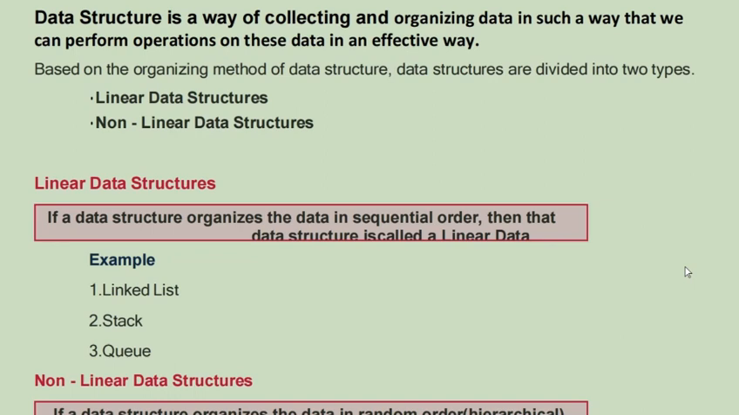Based on the organizing method, data structures are divided into two types. We already said that a data structure is a way of collecting and organizing the data. To organize the data, we also have some organizing methods. So how many types of organizing methods are there in data structure? Two types, that is, linear data structures and non-linear data structures. Okay, let's see one by one.